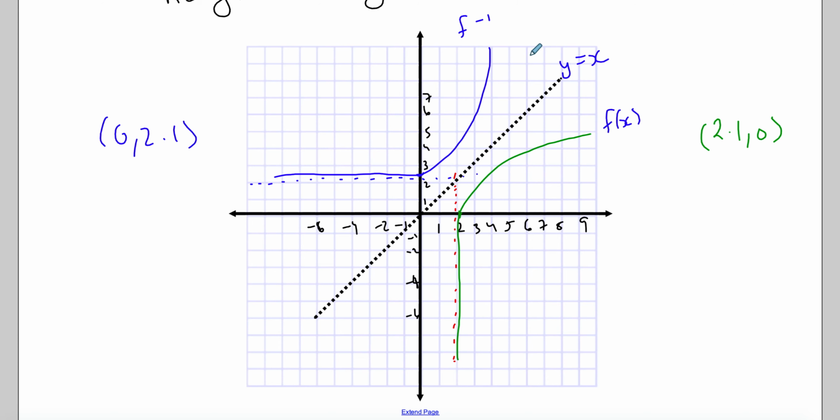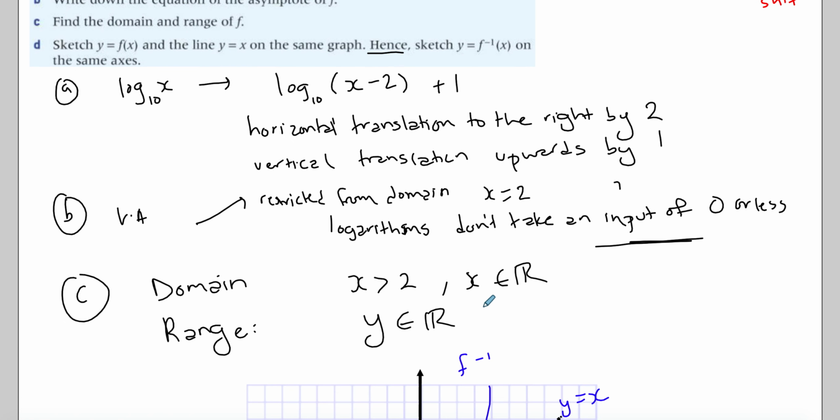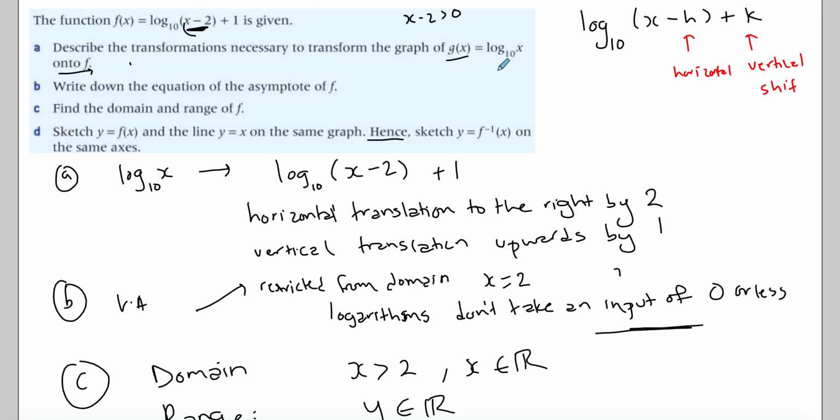So the intercepts are important. The vertical and horizontal asymptotes are important in here as well. One thing to point out about the asymptotes as well: in general, you should know that log base 10 of x has a vertical asymptote of x equals 0. Now, because we're doing a shift of 2 to the right, this will also shift to the right by 2, which means this is how we get the x equals 2 vertical asymptote. So that's another way of looking at this.